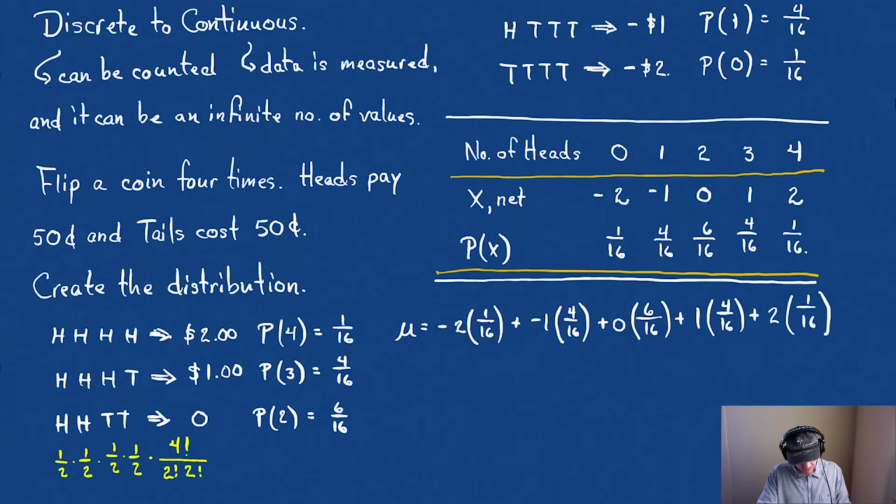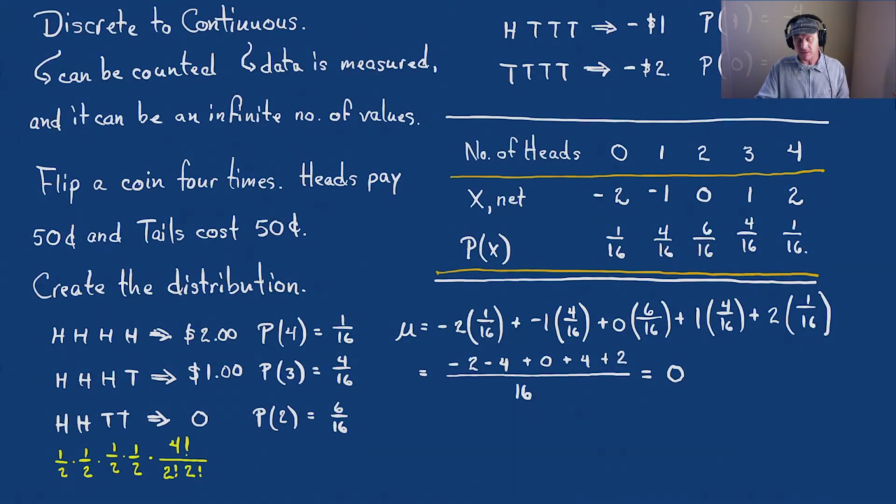All right, let's collect all of these. I notice I have a common denominator. I did that on purpose. And notice now, what do I get? I have a -2, -4. See, then I have a +0, +4, +2, all over 16. Oh, look at that. Notice if you add those up, you get 0/16. So our mean in this case is 0, meaning 2 heads and 2 tails, or not making any money or losing any money.